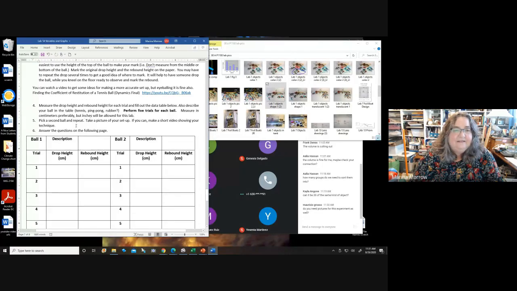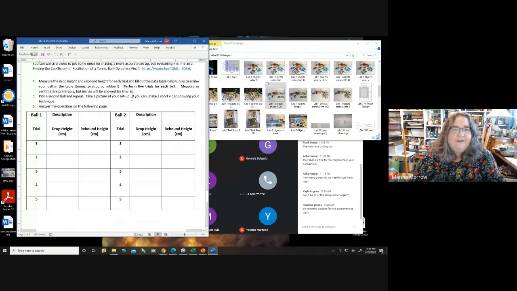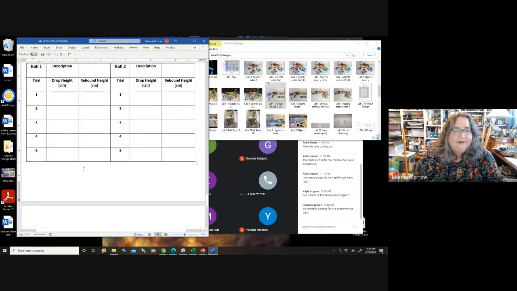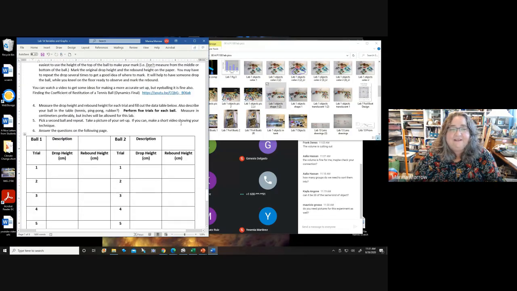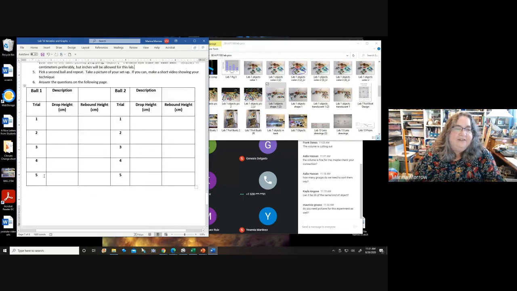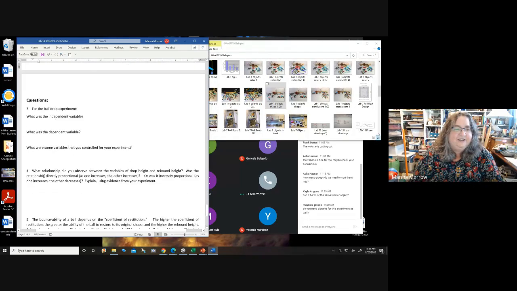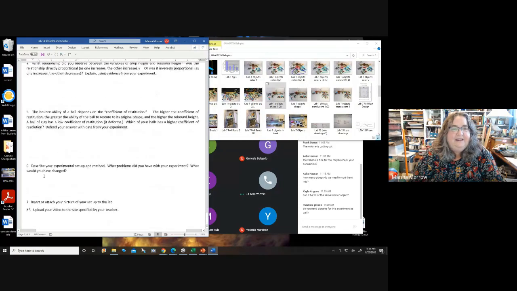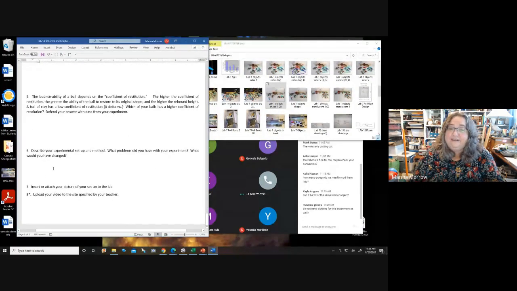Then you're going to take a picture of your setup. You can also make a short video, and answer the questions in the following pages. You don't have to make a video of every trial, just show your technique. Then you gather the data, answer the questions, and use this data for the second part where you're going to graph it.